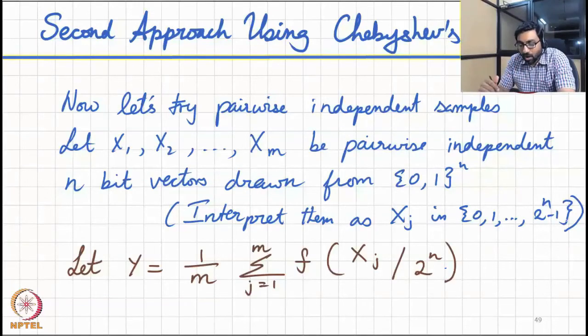Now let y be the average value of the function f evaluated at each of the discrete locations indicated by these pairwise independent n-bit random variables. So remember, these xj's, we're interpreting them as n bits. They're basically a location, an index into the 2 power n discrete locations. So xj divided by 2 power n will give you the real value, between 0 and 1, at which we need to evaluate f, and we're evaluating f at that point.